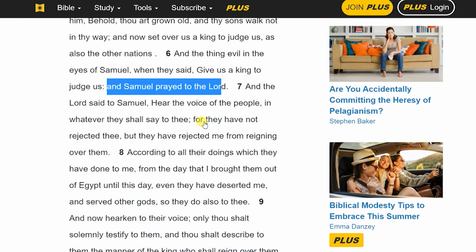Now, this particular point of the scripture, which says, and the Lord said to Samuel, hear the voice of the people, is wrong. He never said so. The Creator said, I am the same yesterday, today, and forever. He does not change his mind. He couldn't have said that, having made the commandments, as we have shown you, that the remnant were not to set a king over them.